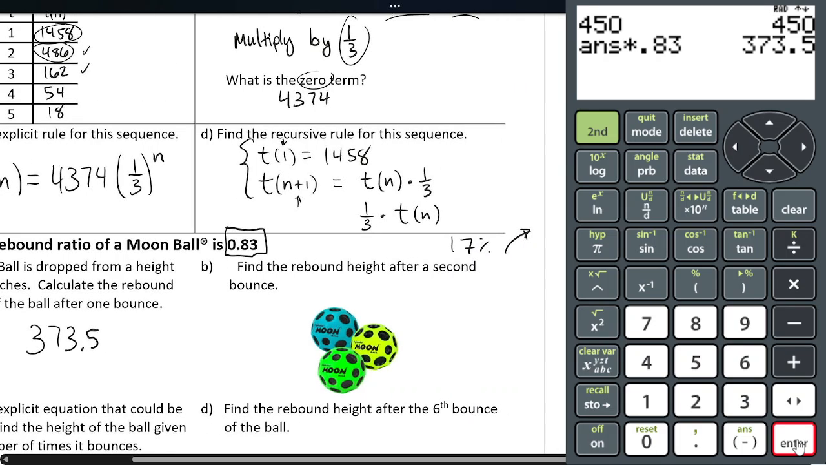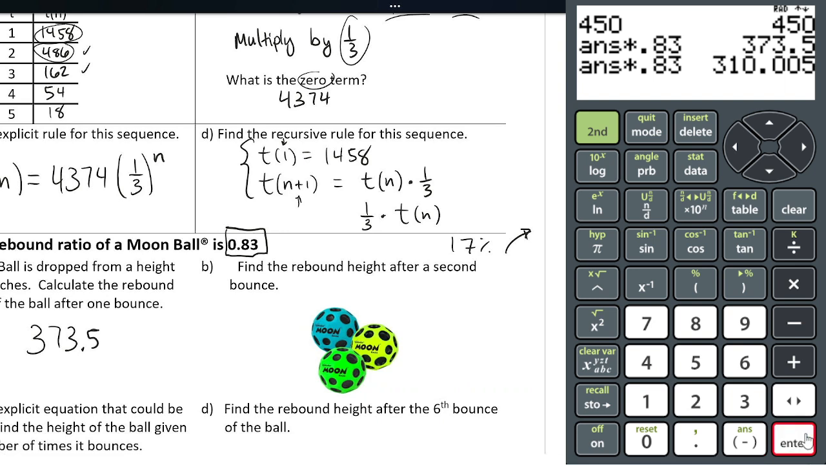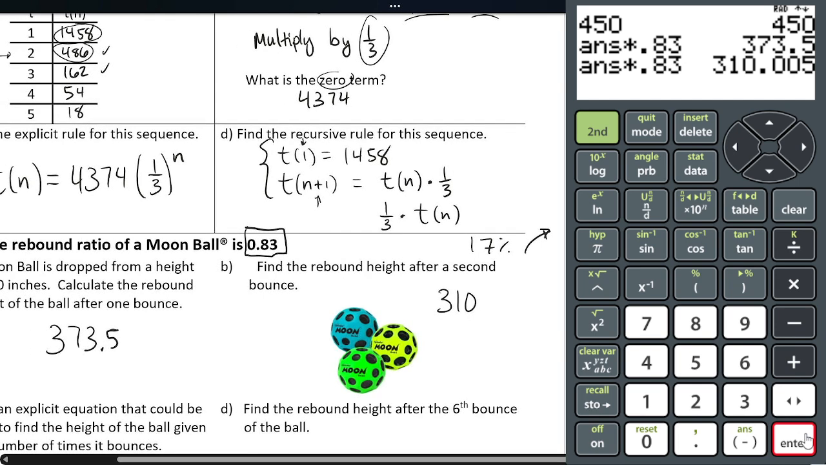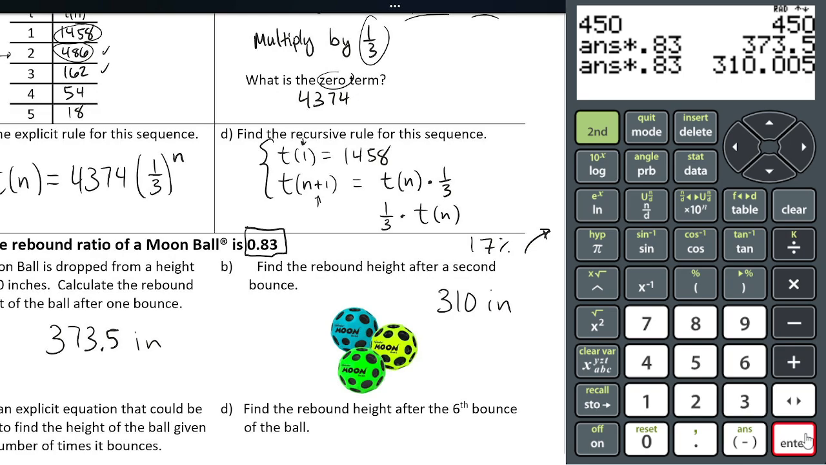The next one says find the rebound height after a second bounce. So I'm just going to press enter on my calculator again, and after a second bounce, I'm going to round that to 310. And these were expressed in inches, so I should probably put units here, inches and inches. So there it is after one bounce, after two bounces.